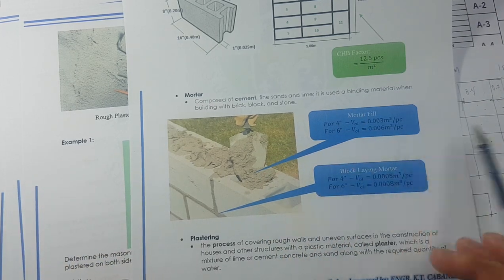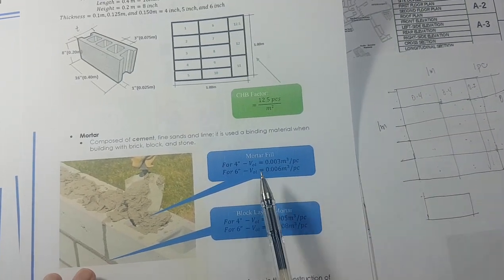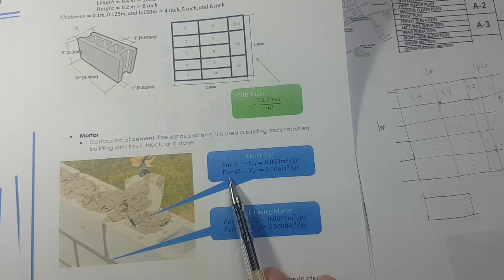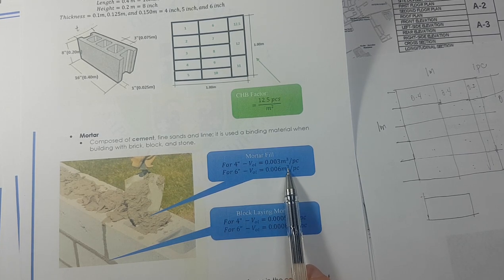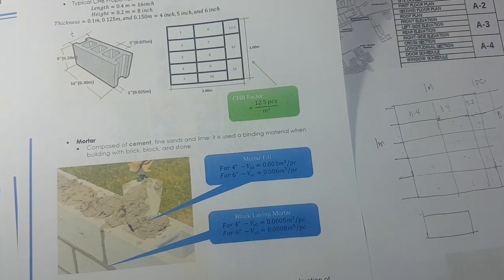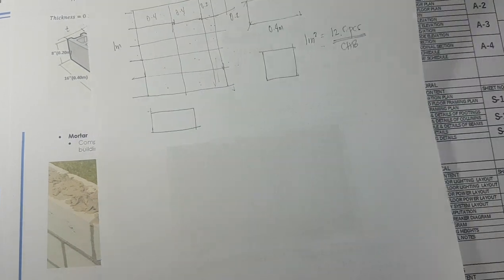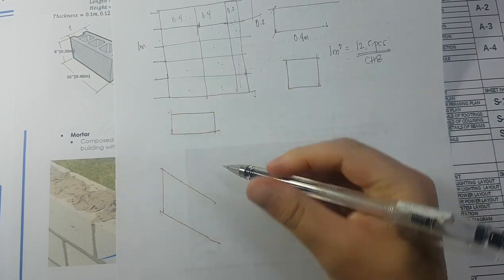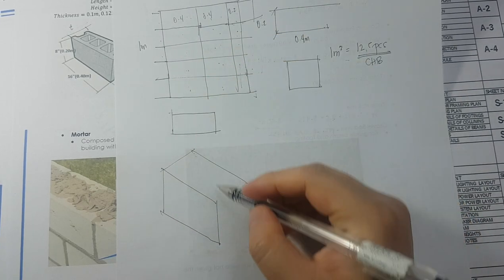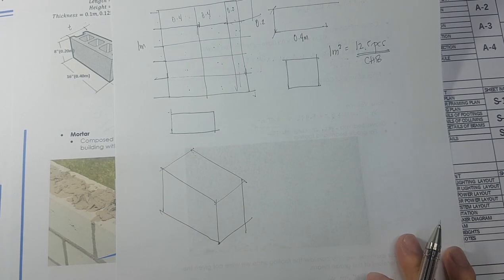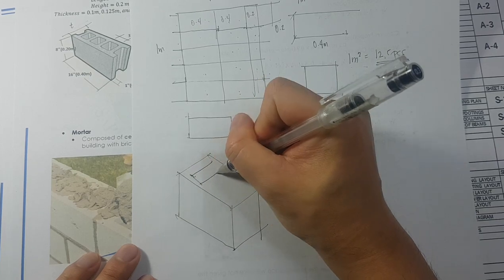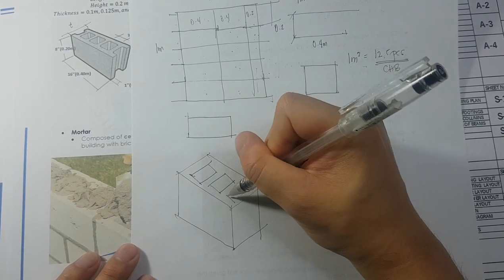Okay? So, yan. So, we have here for 4-inch mortar fill, we have 0.003 cubic meter per piece. While if it is 6-inch, it would be 0.006 cubic meter per piece. Bakit? Paano nangyari yan? Okay? Let's try to derive our values. So, we have here, okay, so sabihin natin this is our hollow blocks. Okay, so ilang ang butas ng hollow blocks natin? We have 3. So, we have here 1, 2, 3.